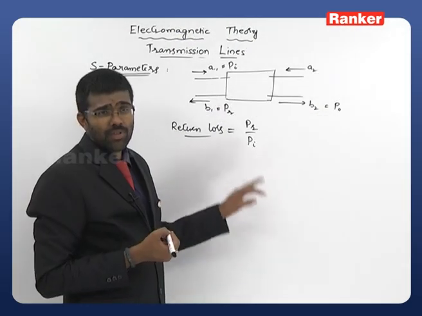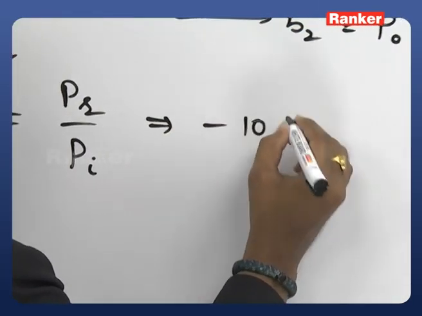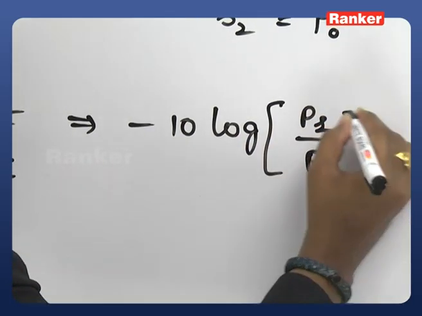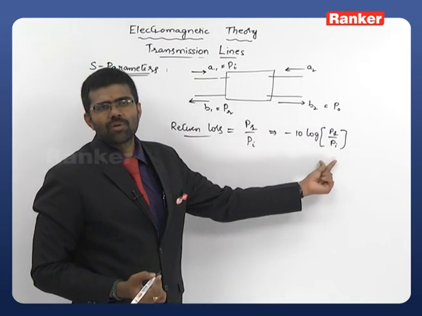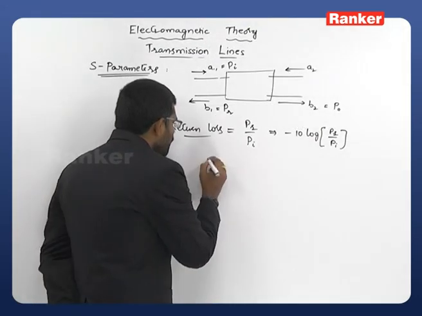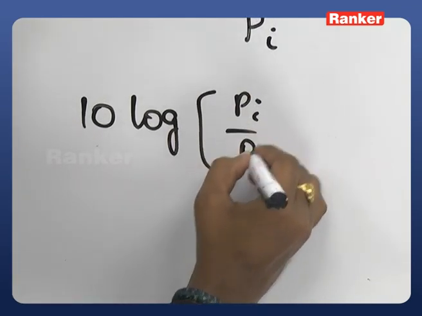Now I require this one in decibels. That's why I just apply minus 10 log PR by PI to this one. So minus 10 log PR by PI. Then what you will get is the same return loss in decibels. Now which is equal to, the same can be written as 10 log Pi by PR.